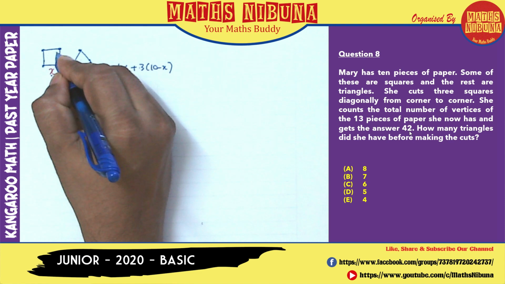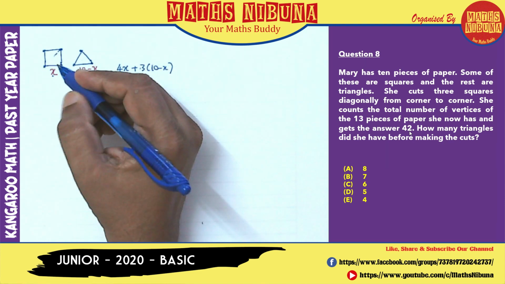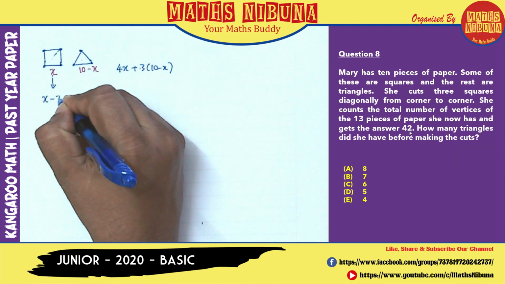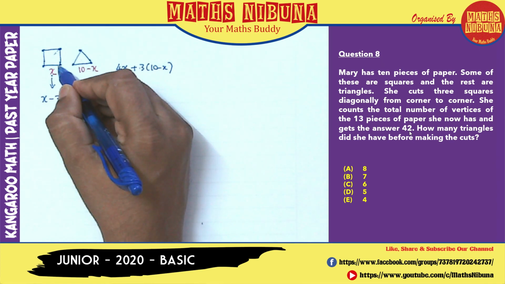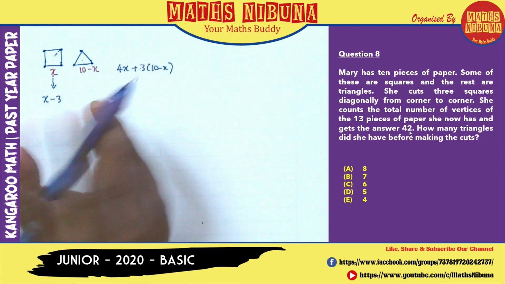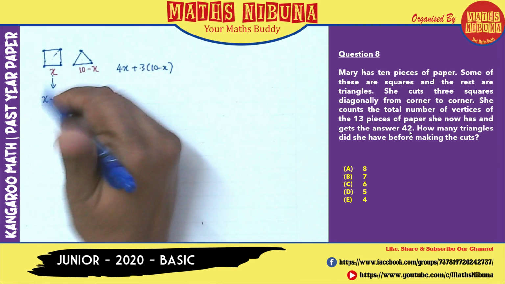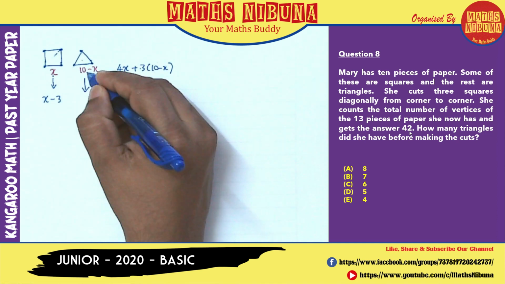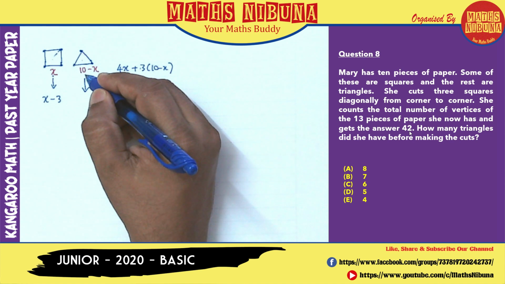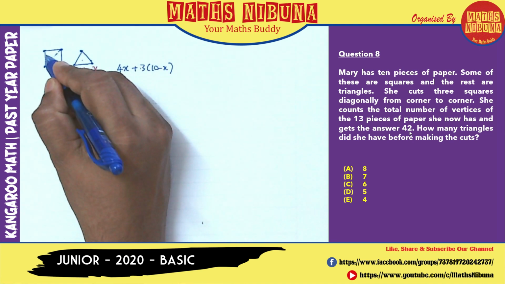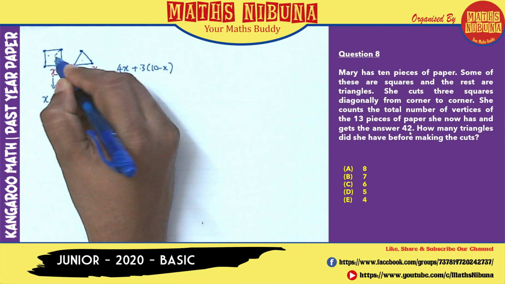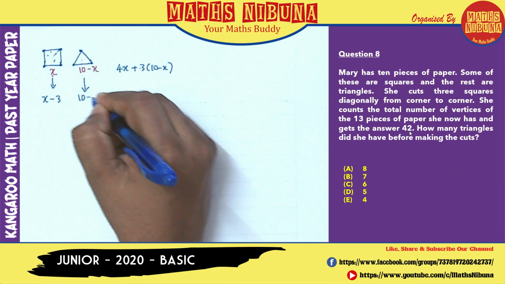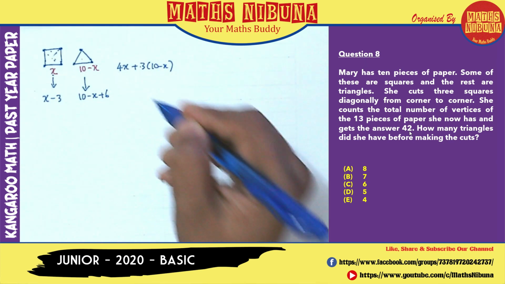Now she cuts them in half. That means she will have 3 fewer squares, correct? Squares will be reduced by 3. Previously she had x squares, now 3 squares she already cut into 2, so she has 3 fewer. And then the triangles, she will have an extra 6 triangles, because 1 square can make 2 triangles, so 3 squares can make 6 triangles. So she will now have 10 minus x plus 6 triangles.